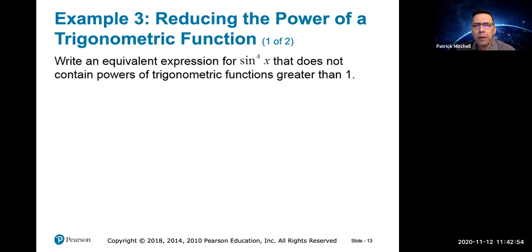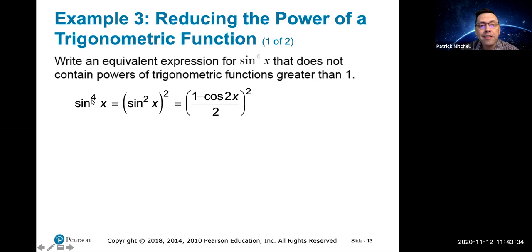So here's an example of how it's used. In this problem, we're going to write an equivalent expression for sine to the fourth of x that does not contain powers of trigonometric functions greater than 1. And this is one of those problems where the directions maybe don't do the best job of capturing what they're looking for. So you really need to see an example of this type of problem before you do one, I think. So here's how we're going to do this. I'll walk you through it step by step.